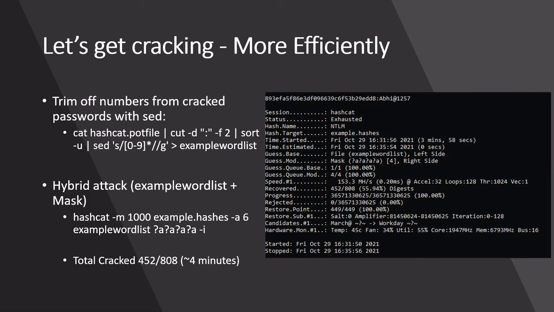All right, so how can we do the same thing, but a little more efficiently? Well, sed, of course. Yeah, sed's a great tool. So we're going to use the command listed here on the slide. What it's going to do is trim off the numbers from all the cracked passwords that we have, and then create a new word list. We'll then use this new word list in a hybrid attack with a mask of 4 all characters to find the additional passwords that use the prefixes from all our previous cracked passwords. So a few more passwords were cracked this way, and we're now up at 452 of the 808.